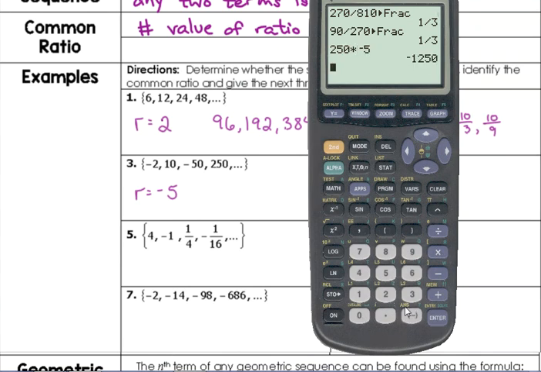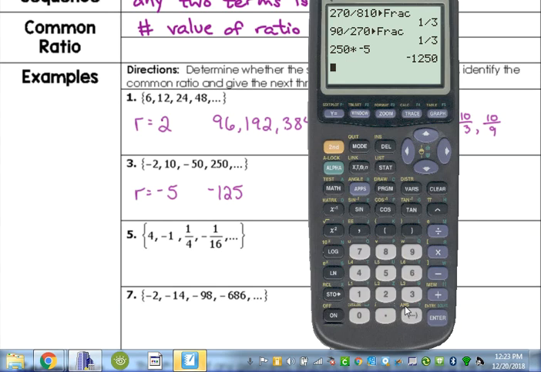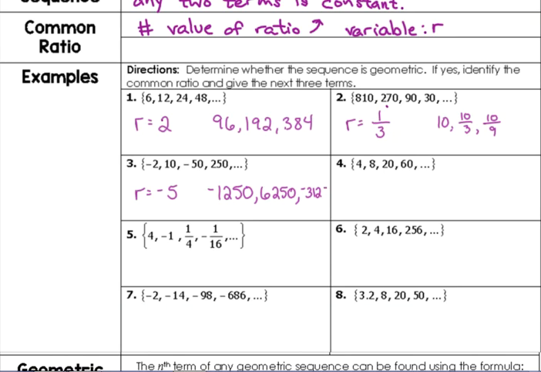-1250, 1250 times -5, 6250, and -31,250. So arithmetic sequences, they do over time get bigger. The terms definitely get bigger, or more negative, either way, whichever way we're going. But geometric sequences obviously have the potential to get much bigger, much faster, because we're multiplying by a constant as opposed to just adding or subtracting that constant.